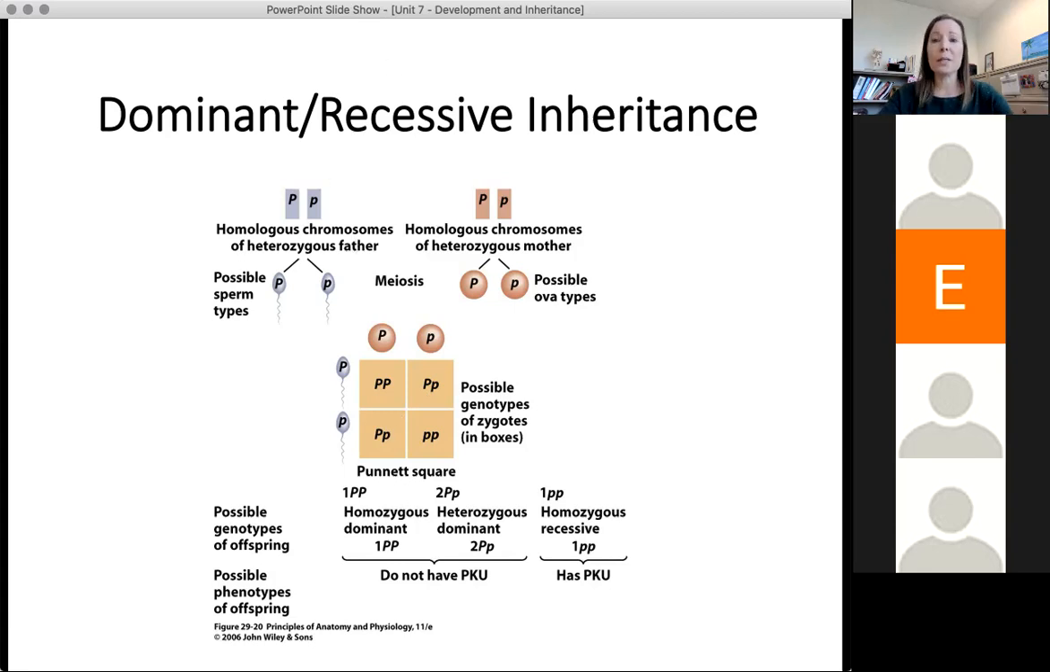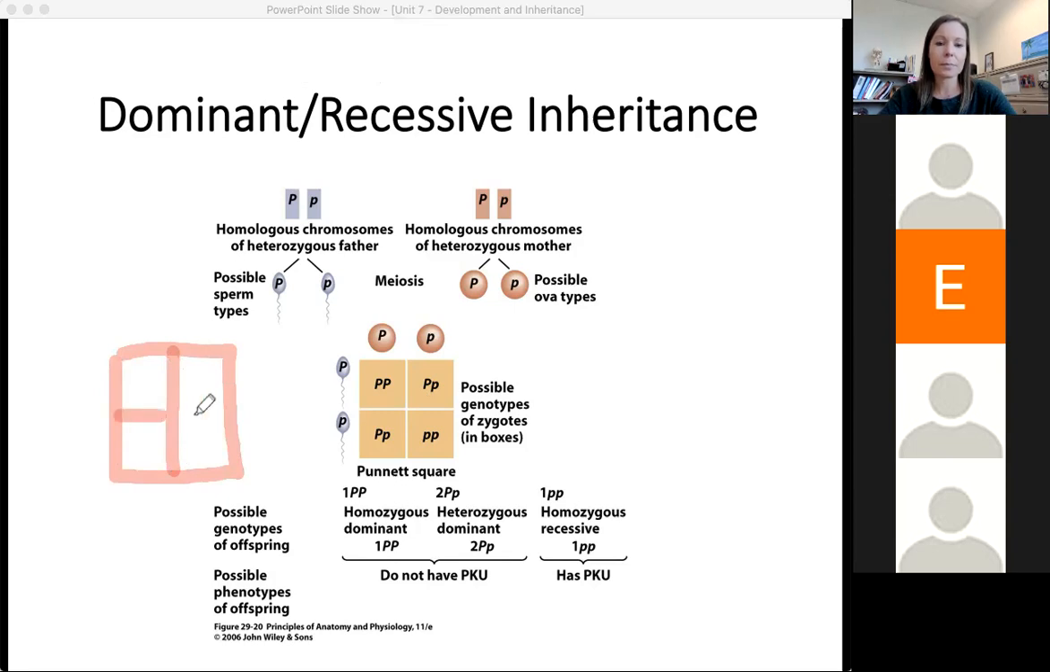Okay, we can do a different one that I'll write in just to give you some practice. It's not going to look perfect, but here's the Punnett square.